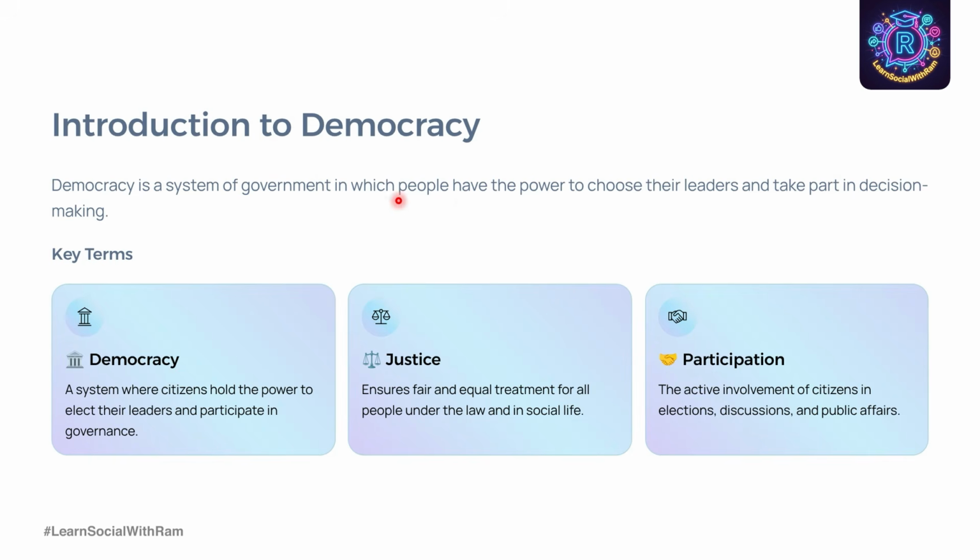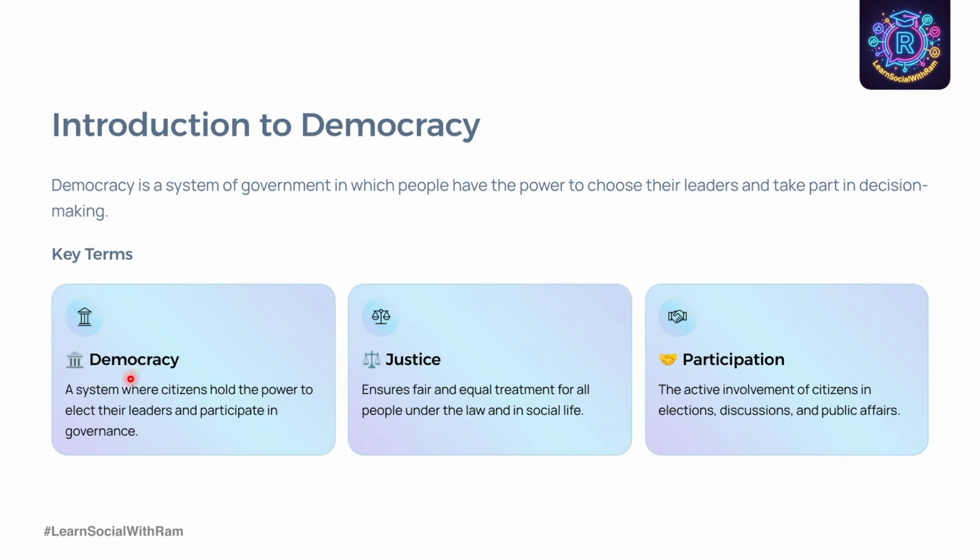Democracy is a system of government in which people have the power to choose their leaders and take part in decision making. Simple meaning, people choose who governs them. In democracy, citizens elect leaders. Leaders form government and government works for the people. This is the basic idea. But students, democracy is more than just an election.